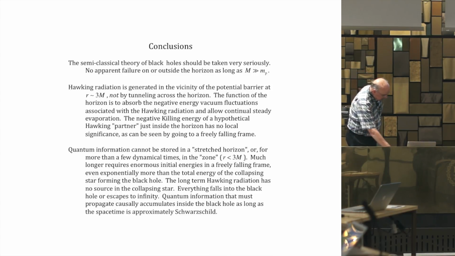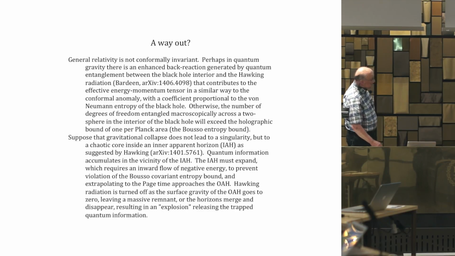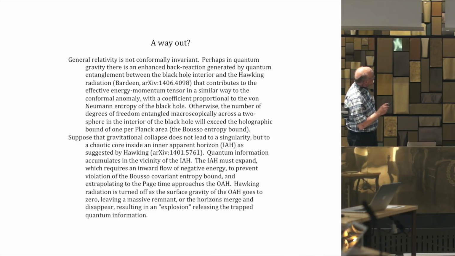So is there some way out of the information paradox? I don't have time to really talk much about this at all, but I'll point out that general relativity is not conformally invariant. So perhaps there's an additional contribution to the trace of the Einstein tensor, which is not given by the conformal anomaly, associated with quantum gravity. And possibly it's much larger than the conformal anomaly. And I talk about these ideas in this Stockholm paper.